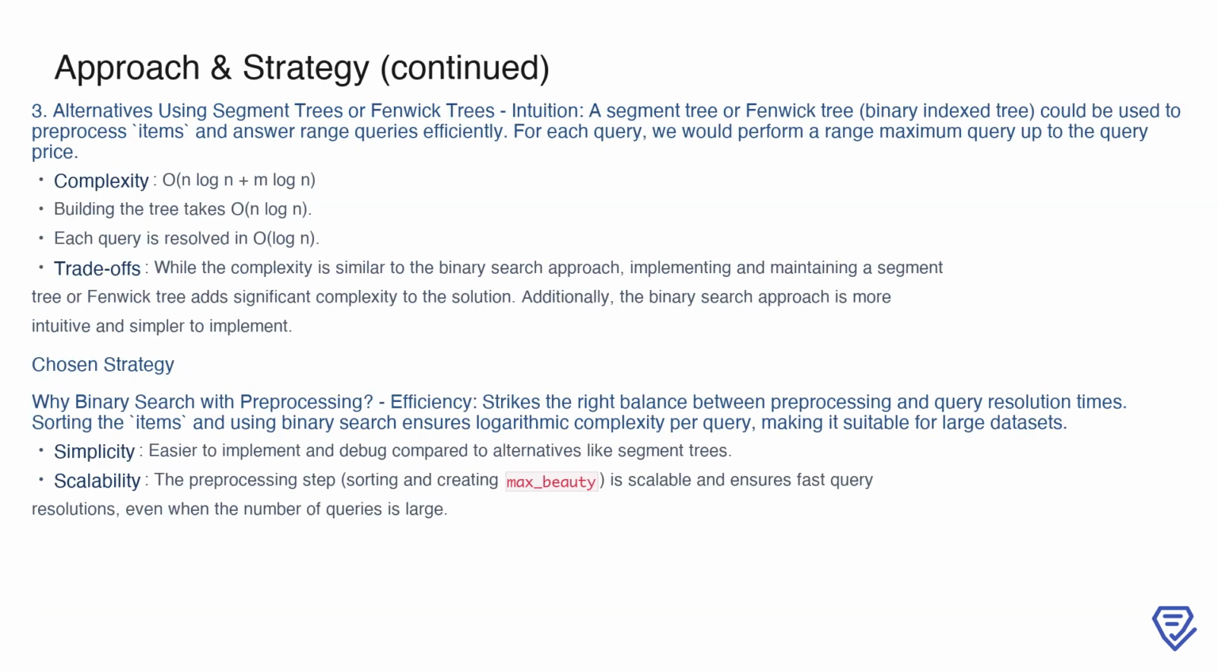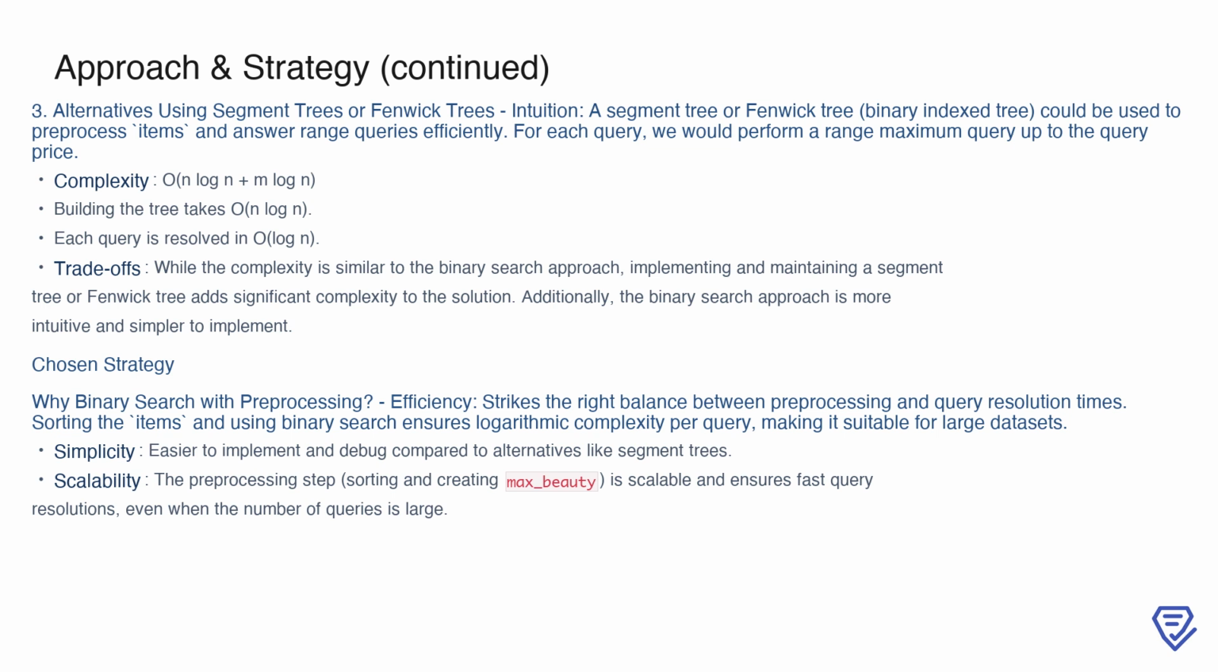Another alternative is to use advanced data structures like segment trees or Fenwick trees to pre-process the items and efficiently handle range queries. With these structures, we can pre-process the data to answer queries about the maximum beauty within a given price range in logarithmic time. Building the tree requires O(n log n), and each query takes O(log n), leading to an overall complexity similar to the binary search approach.